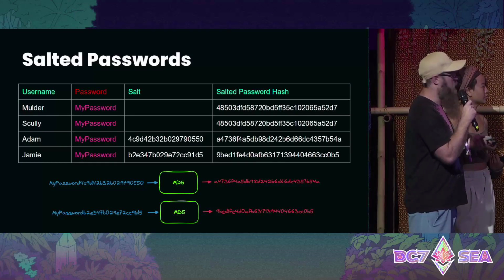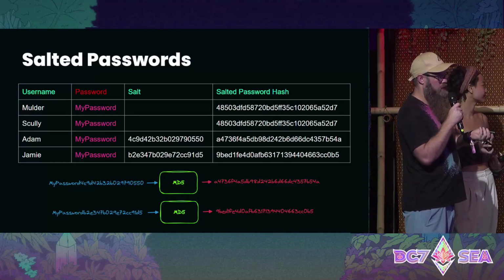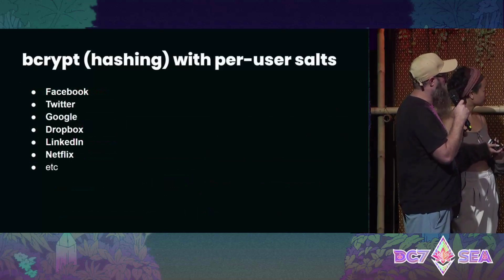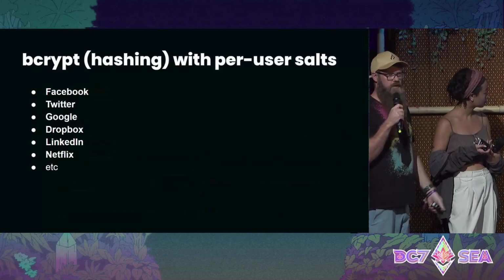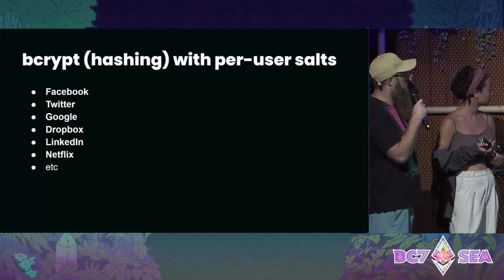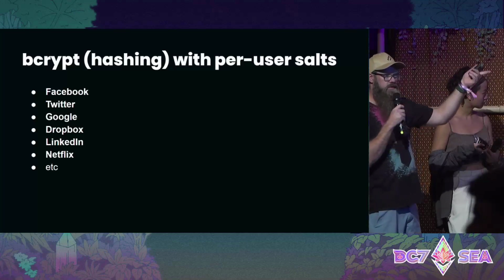So this is just an example of how hashing is used very commonly. So pretty much every popular website that has logins uses bcrypt with per user salts.